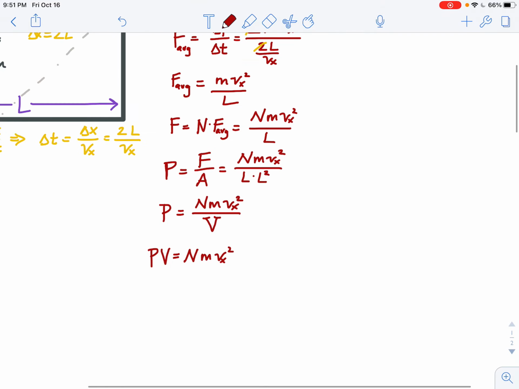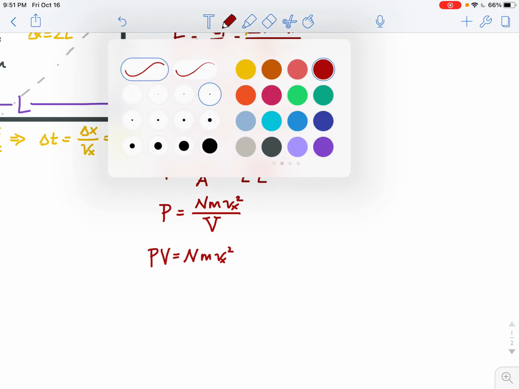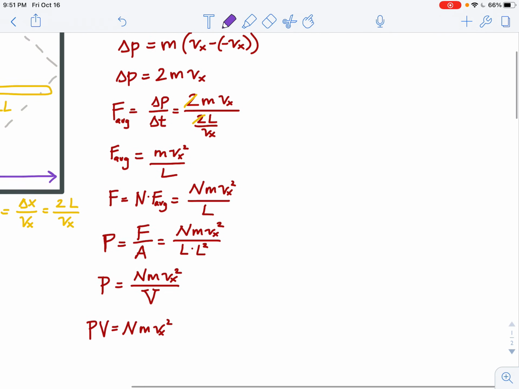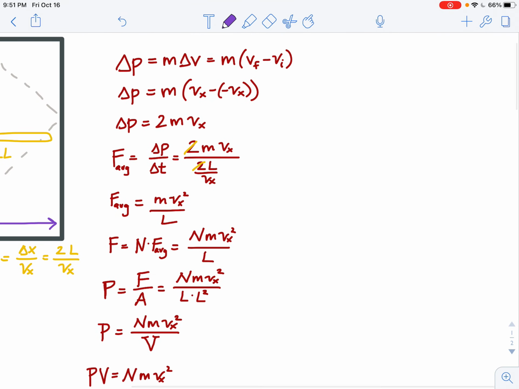Okay, well that is not the ideal gas law. I don't know if you know the ideal gas law. We're getting there, but that is not it. What do we do then? Well, we go back to the relationship that we have between temperature, which is in the ideal gas law, and speed, which is in that Vx squared right there.